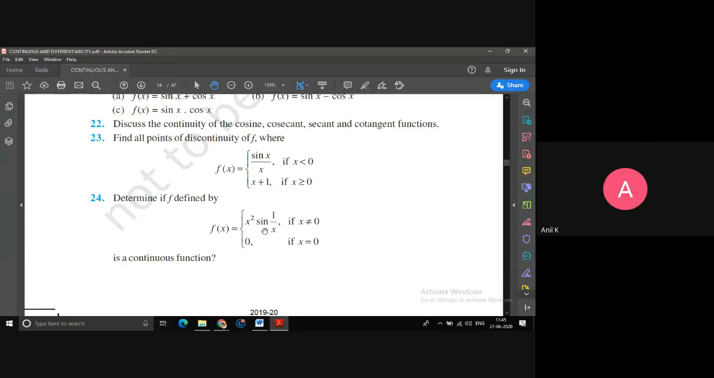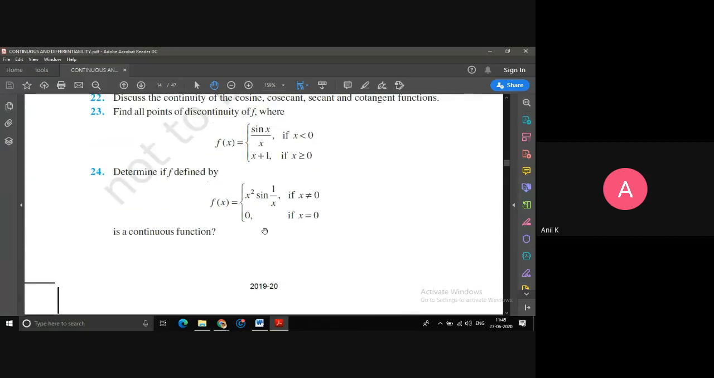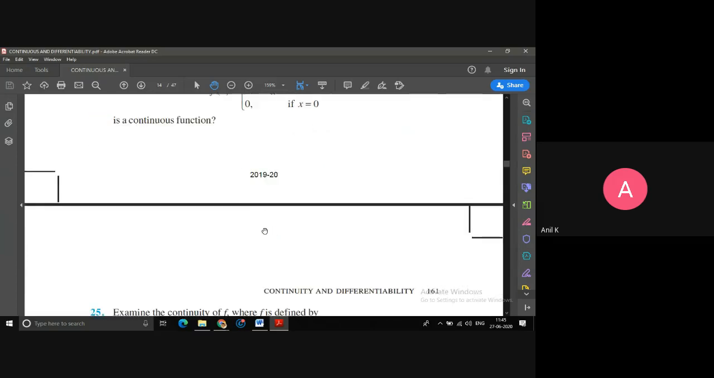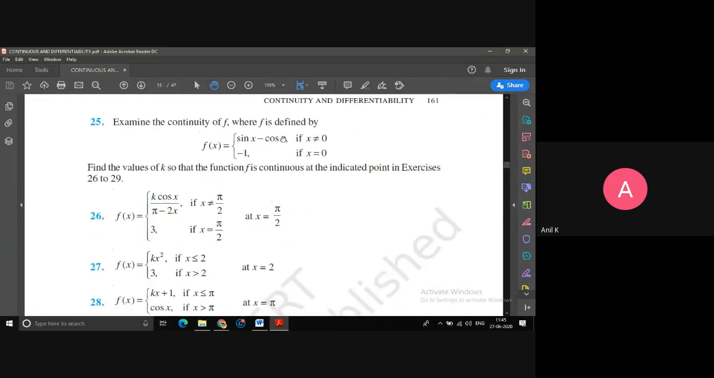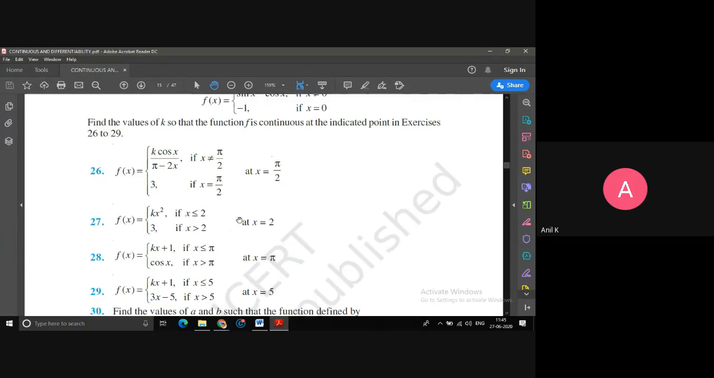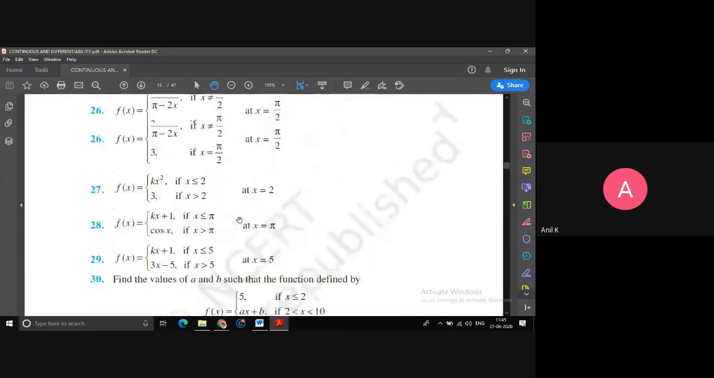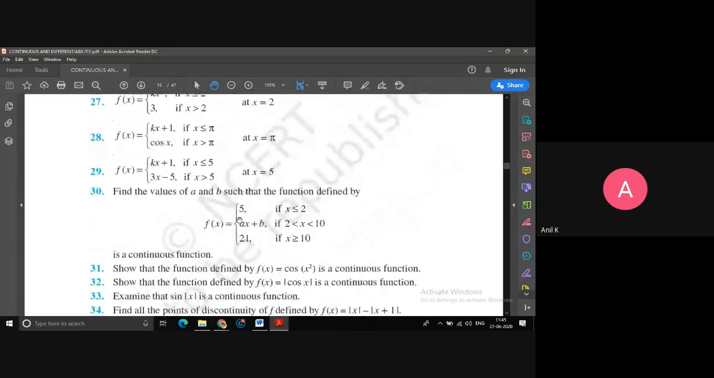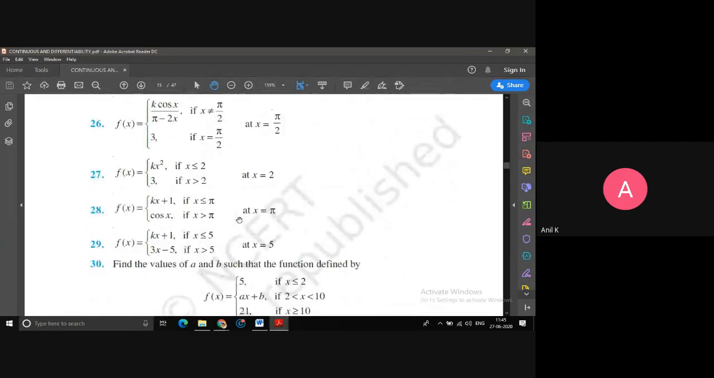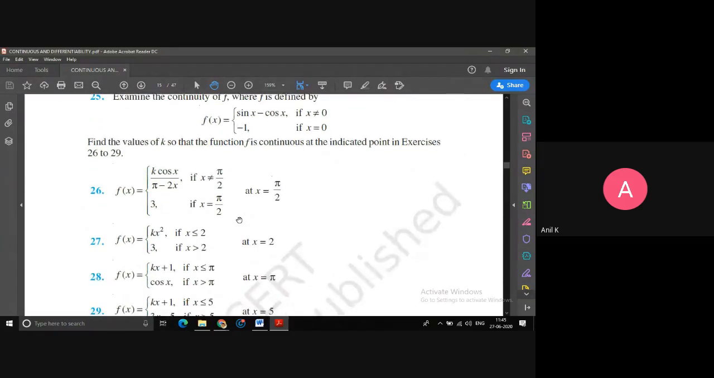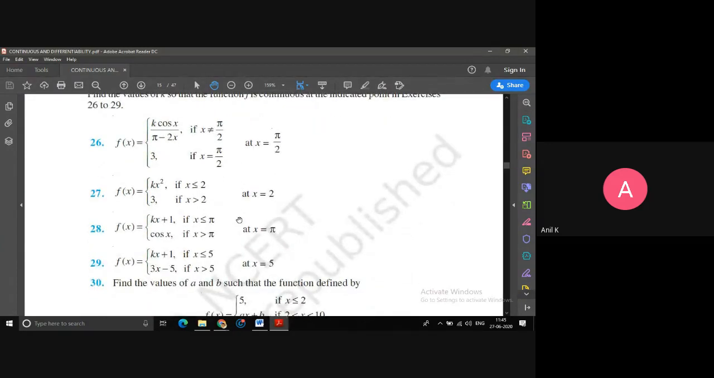For 24 also, you solve the same way. Then this also, you have to apply left limit, right limit, and all. Maybe from question number 26, you try it out. If you are not getting it, then next class we will discuss. I'll make a video regarding question number 25. I think you will get it. Not that difficult, but still you try it out.